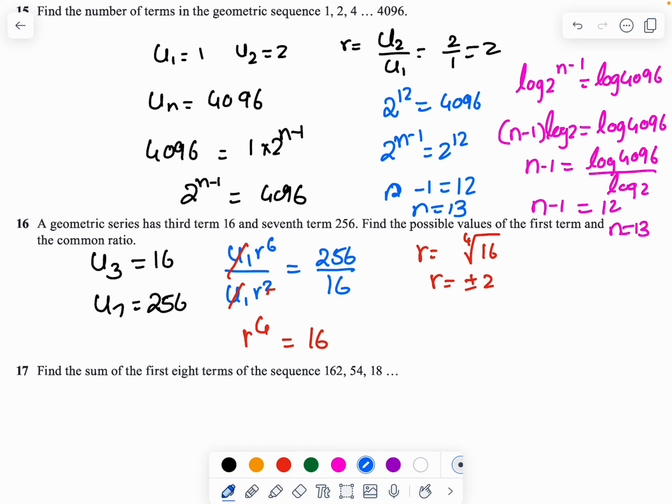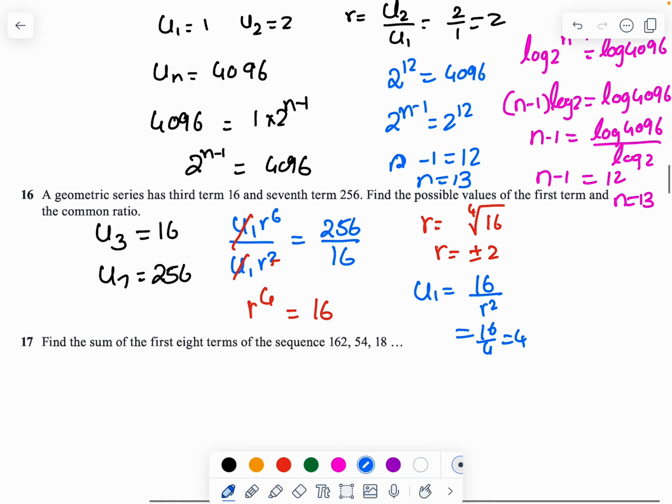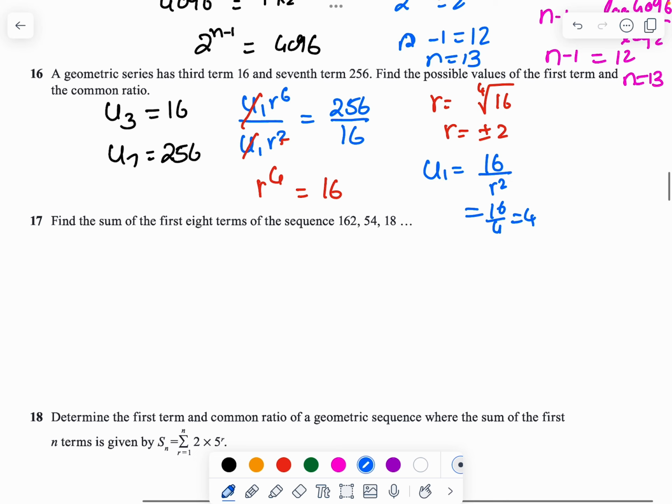So now I'll be getting the value of u1. u1 is 16 upon r square, which is 16 upon 4, which is going to be 4. So the possible values of r are plus or minus 2, whereas u1 is going to be 4 itself only. There are no two values of u1 because r square is always positive. Though I get a negative value for r, it always gives me a positive answer.